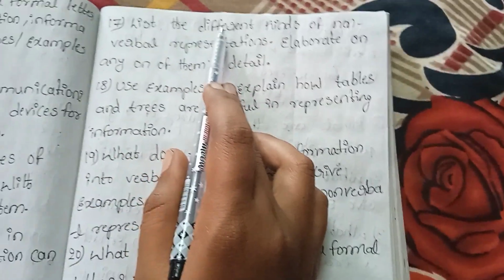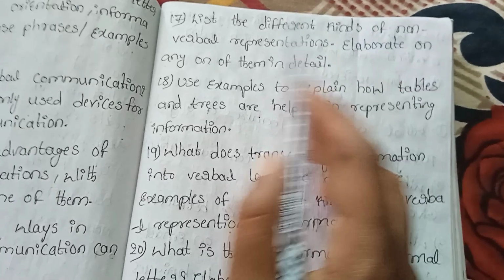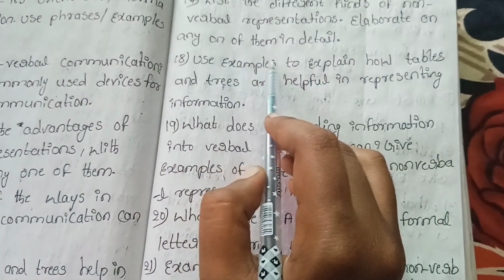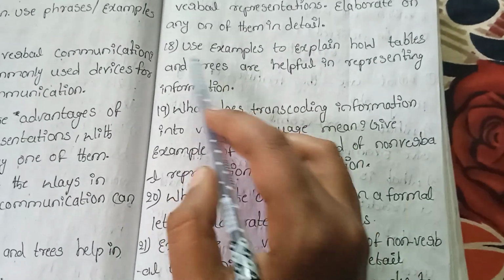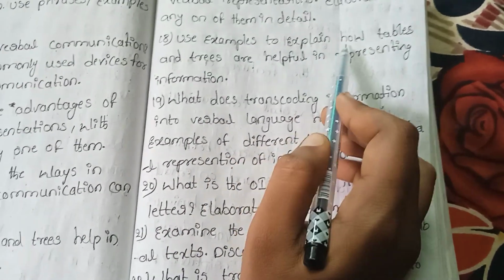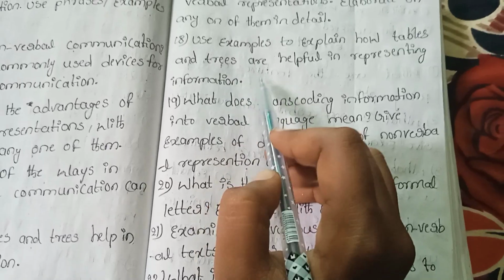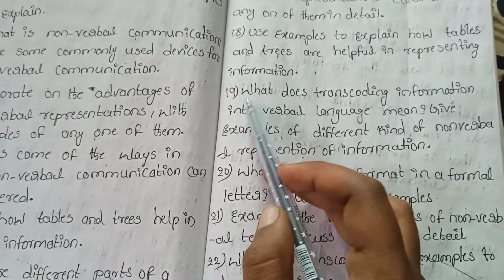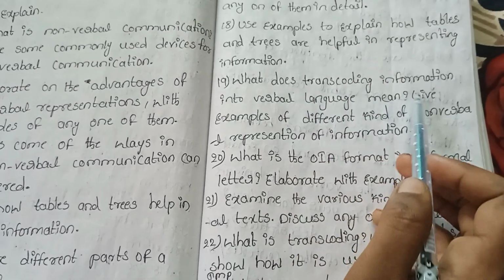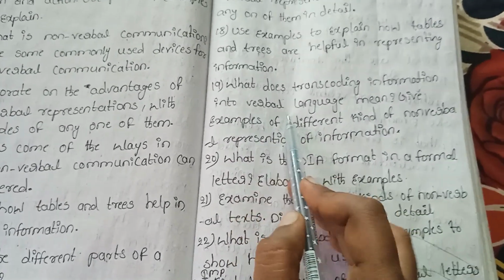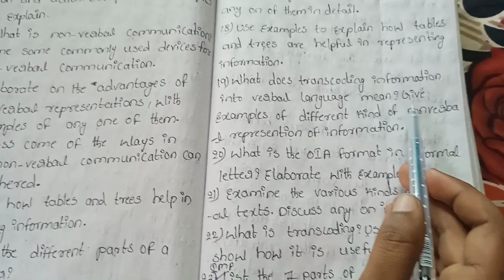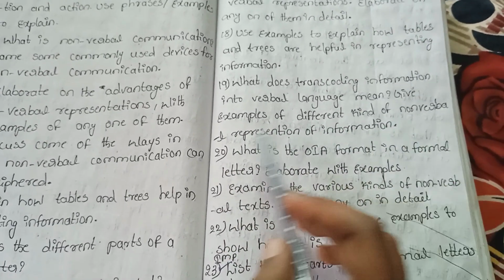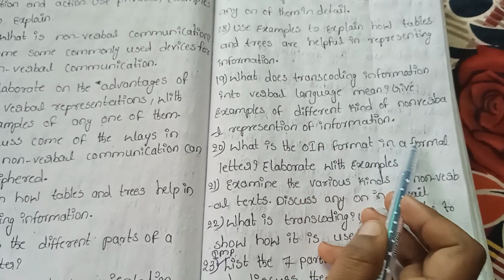List the different kinds of non-verbal representations. Elaborate on any one of them in detail. Use examples to explain how tables and trees are helpful in representing information. What does transcoding information into verbal language mean? Give examples of different kinds of nonverbal representation of information.